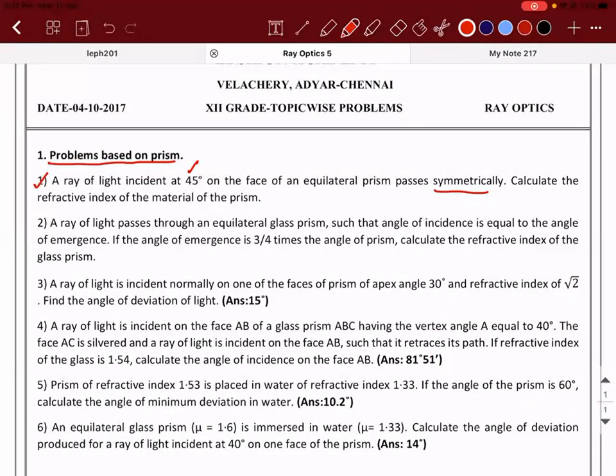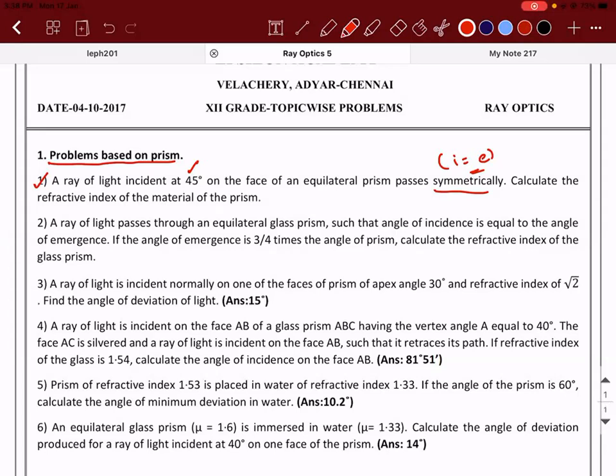Angle of incidence is equal to angle of emergence, sir. Perfect, that is right. So when they say it passes symmetrically, it means the refracted ray inside is parallel to the base, or another way of saying it is that the incident ray is undergoing the minimum deviation condition.